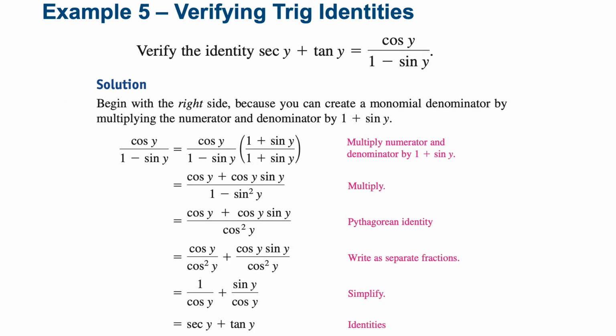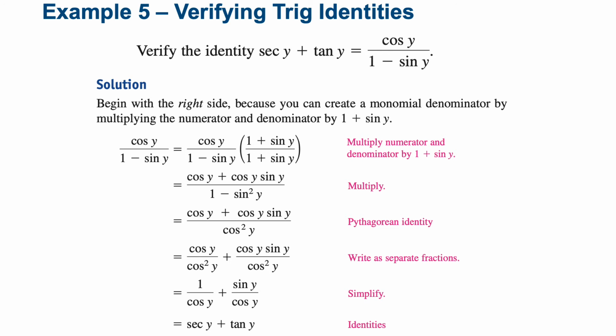All right, so example 5 says verify this identity: secant y plus tangent y is equal to cosine y over 1 minus sine of y. And you might think, well, wait a minute, how am I going to do this one? Well, let's choose the right side, because we can simplify by multiplying by 1 plus sine of y, and we did that earlier. So taking the right hand side, let's multiply top and bottom by 1 plus sine y. In the denominator, we're going to get 1 minus sine squared y because of difference of squares.